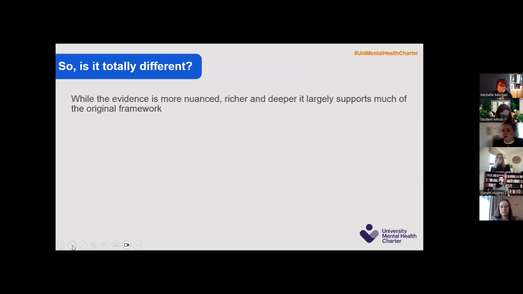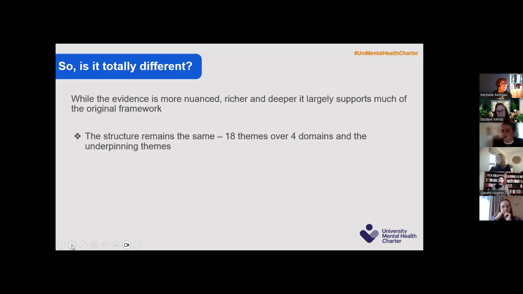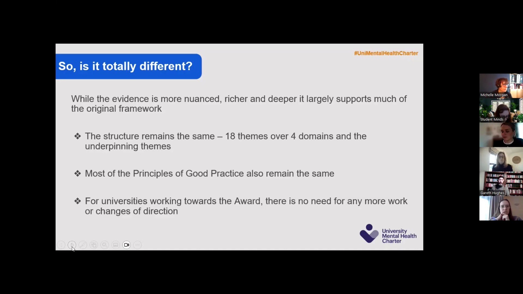The vast majority of principles of good practice can remain unchanged because the evidence still really supports them. And that's really encouraging. We took a principle-based approach because it built in some of that flexibility. So it was evidence-based, but it wasn't so narrow that we were likely to need to change it constantly. So we still got the same 18 themes, still got the 4 domains and the underpinning themes. That whole structure remains the same and remains really familiar. All of the principles of good practice in the main have stayed the same. There's 1 or 2 tweaks, and there's 1 new principle of good practice, which we'll talk about in a moment.